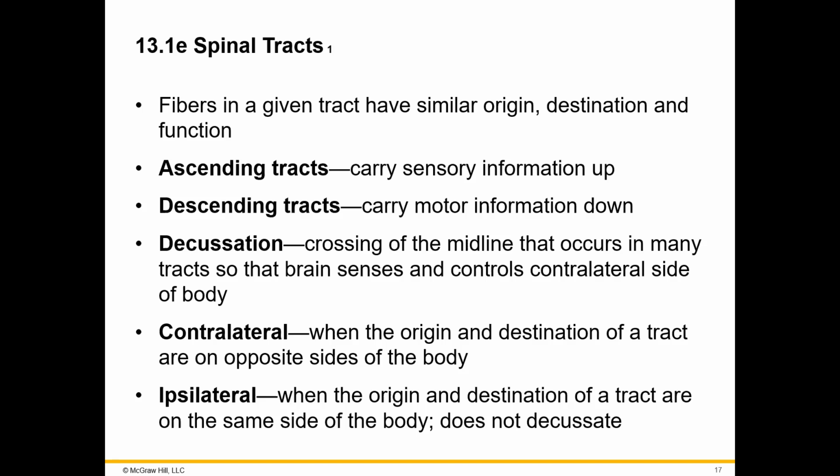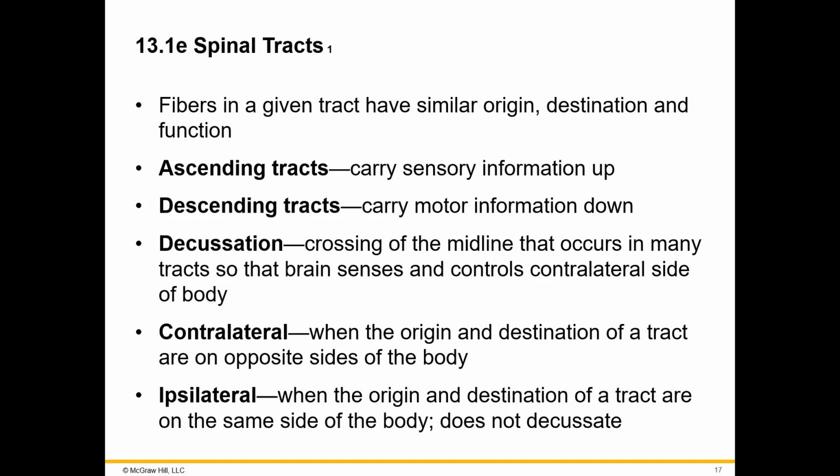Contralateral means when the origin and destination of a tract are on opposite sides of the body, while ipsilateral is when the origin and destination of a tract are on the same side of the body. So you have a subway line that goes from Brooklyn, ends in Brooklyn. That's an example of ipsilateral. But if you cross the bridge and you go to another borough that's on the opposite side, then that is known as contralateral. If you stay on the same side, that is ipsilateral.